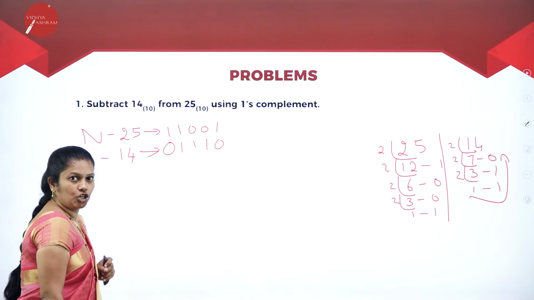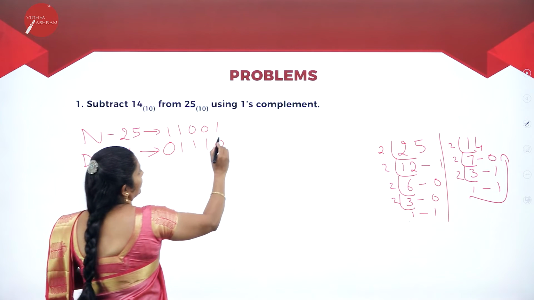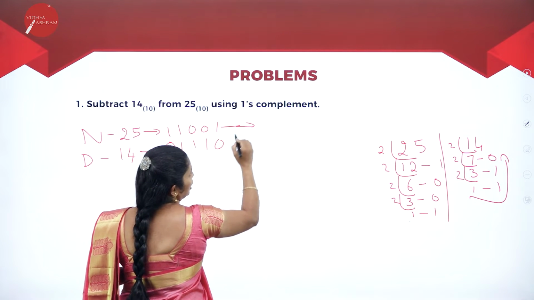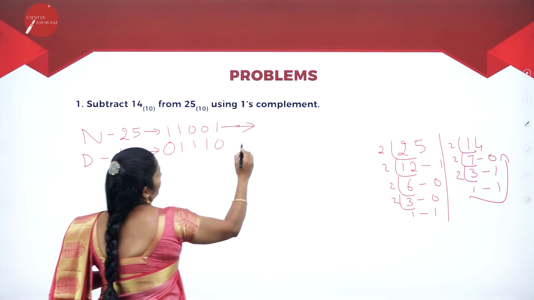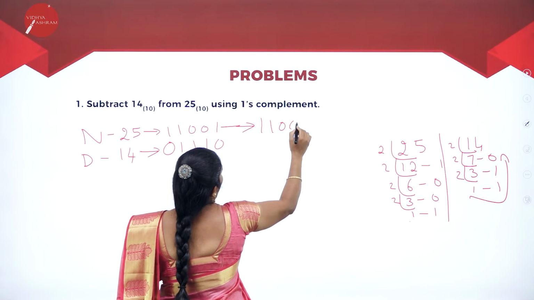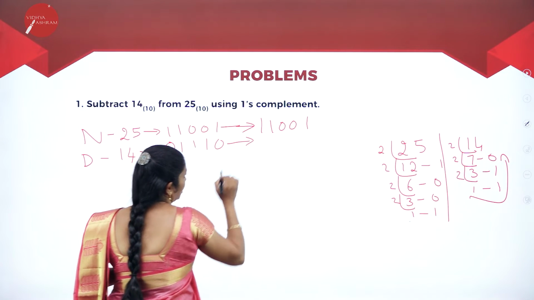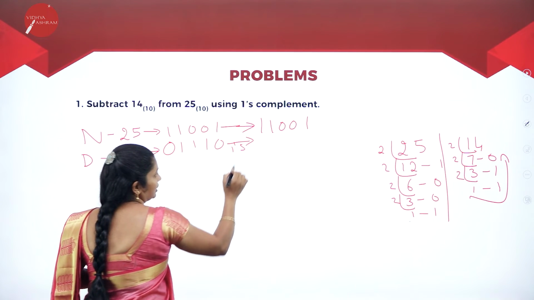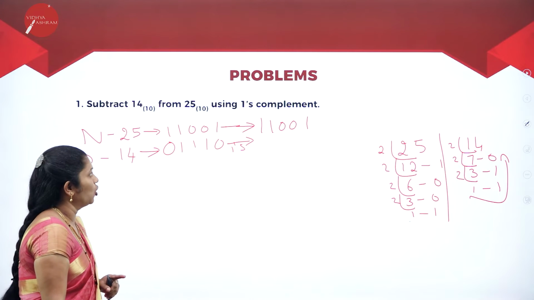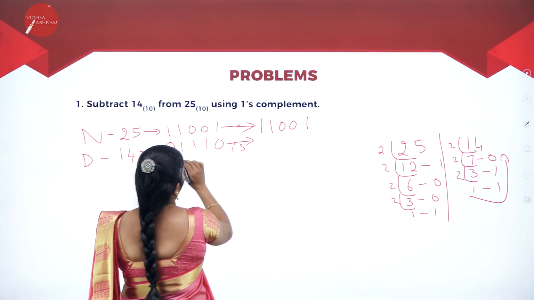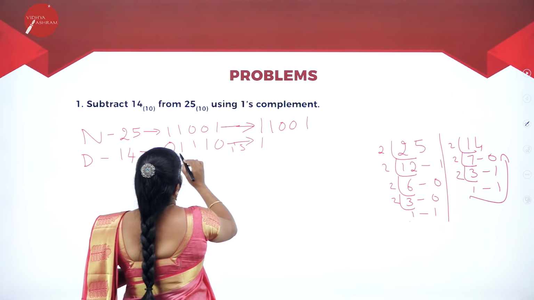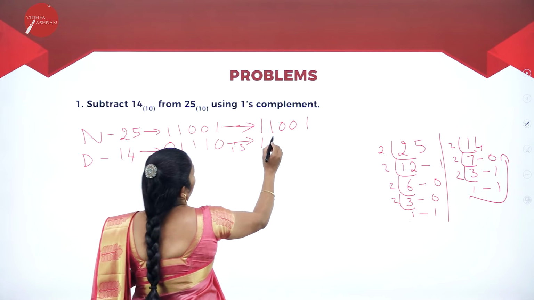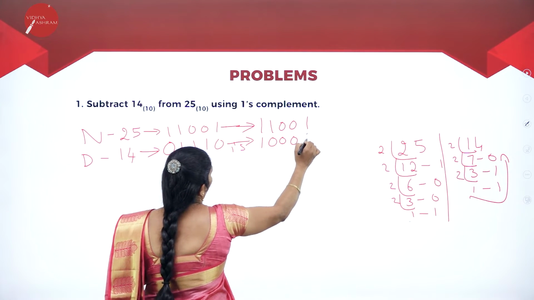Numerator value, denominator value. Keep the numerator as it is. Don't make any change in the numerator value. That is 1 1 0 1. Convert the denominator value to 1's complement. Then what is the result? Here we have 0, that's why here 1. Then 3 times 1 we have. Then 0, 0, 0. Then 1.